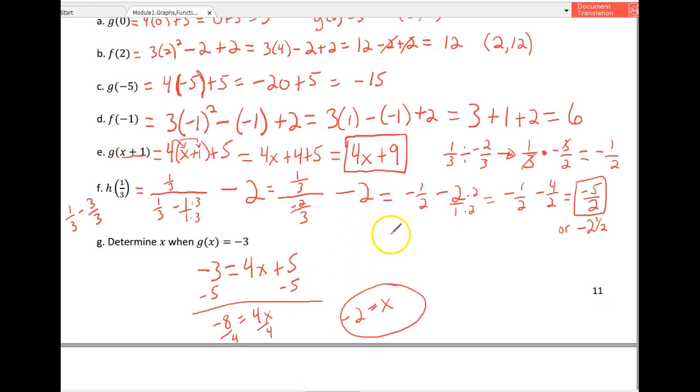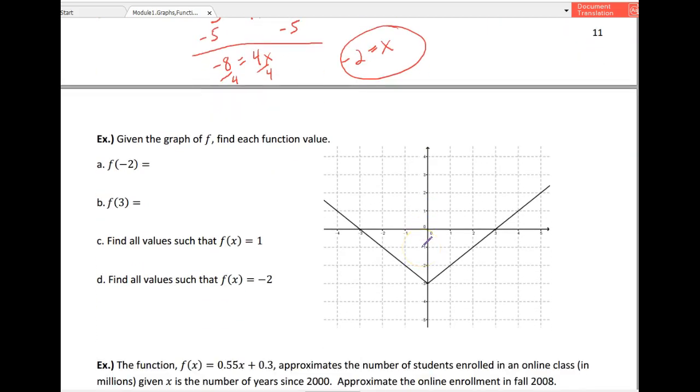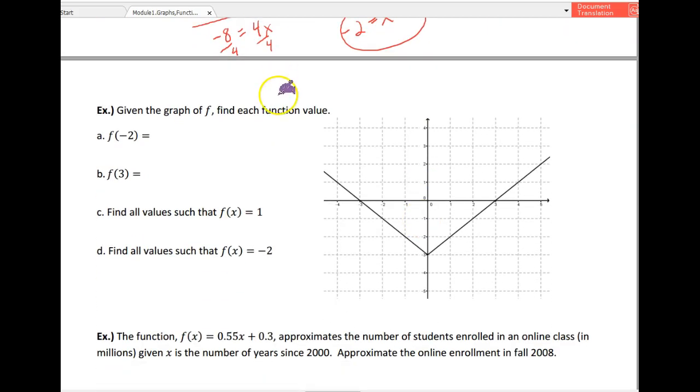Alright, let's try some different types. Those were equations. What if I have a graph? So this graph tells me everything I need to know to find these answers. So this says we want to find f of negative 2. So again, that's saying when x equals negative 2, what is y? Okay, f of negative 2 is y. So looking on the graph, when x is negative 2, what is y? So x was negative 2 on the x-axis. What is y? Y is negative 1.